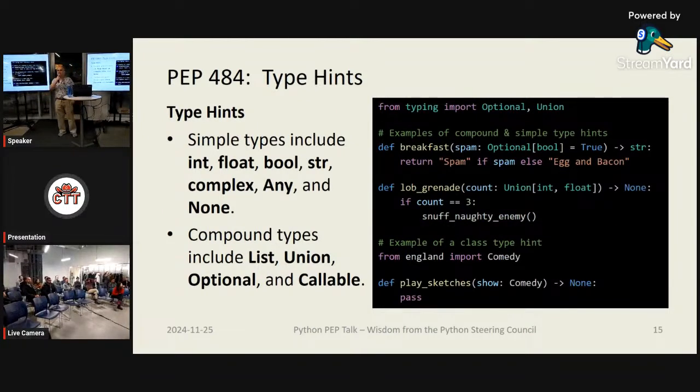Type hints can generally be classified into two types. There are the simple ones where it's just a one-word description like string or int. But you can also have compound types. For example, here, there's an argument that can be either an integer or a float. If you have a class, you can just specify the class as a type hint.